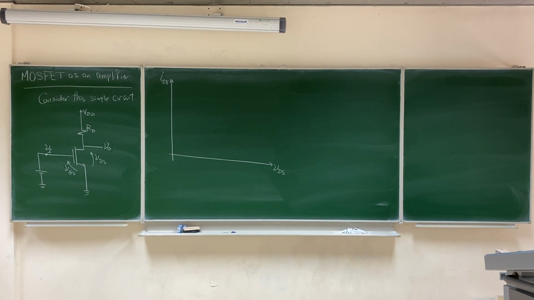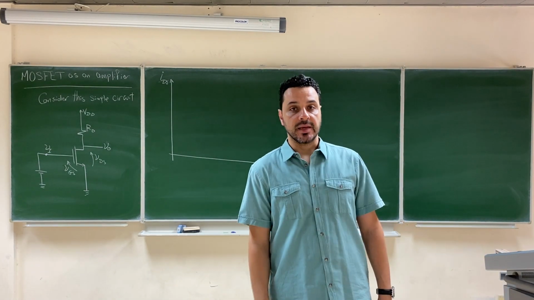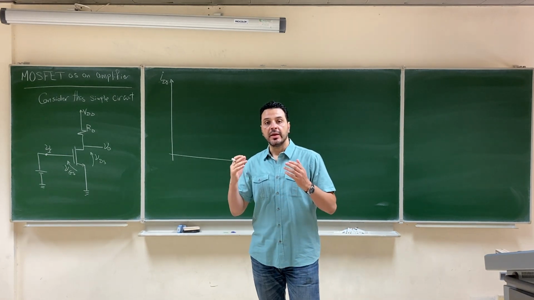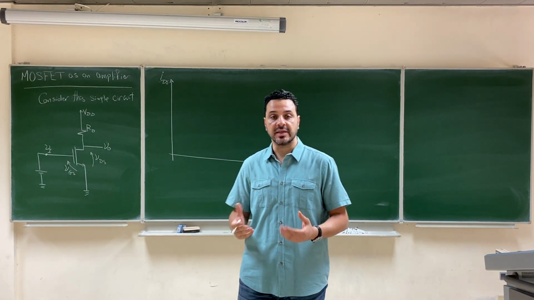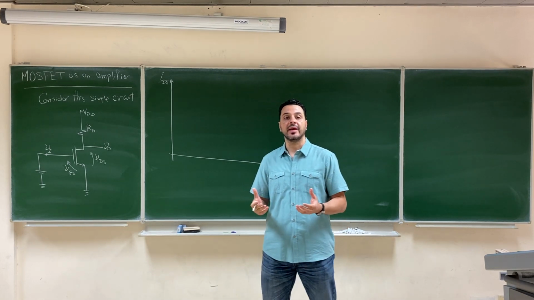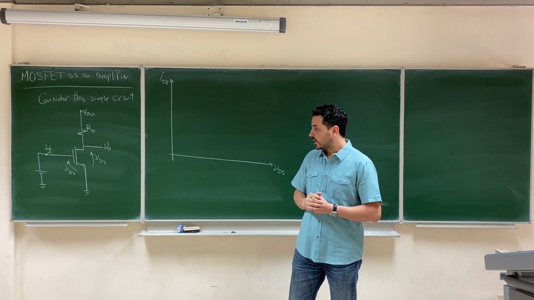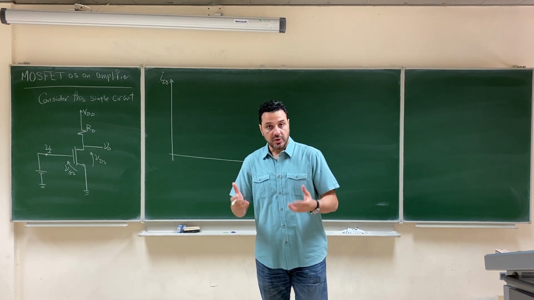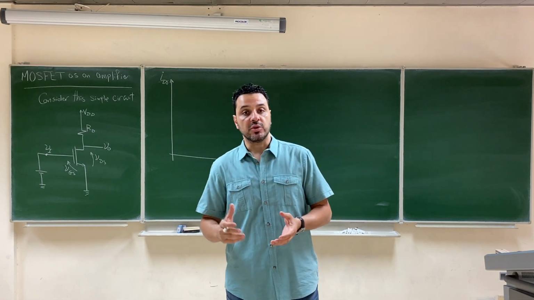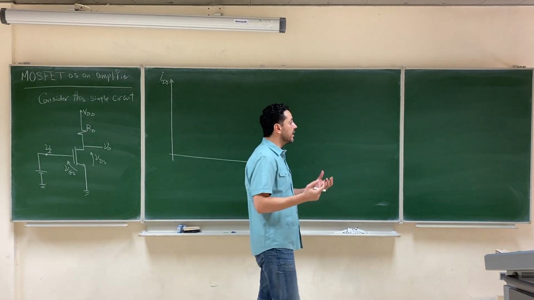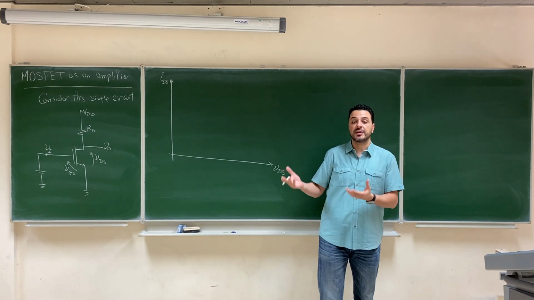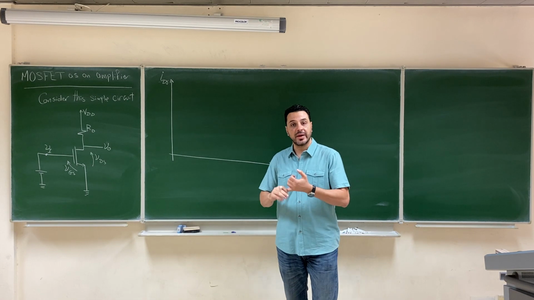In this video, we are going to discuss the MOSFET as an amplifier, and we are going to use graphical analysis just to explain how the MOSFET can work as an amplifier, similar to what we did with the bipolar junction transistor. Before we start, we are going to stick to the same notations that we used with the bipolar junction transistor.